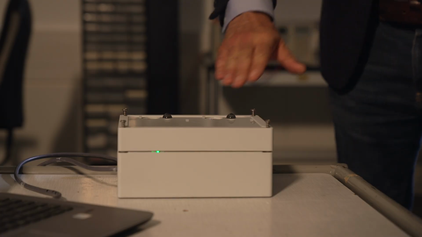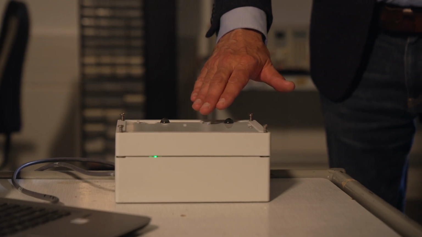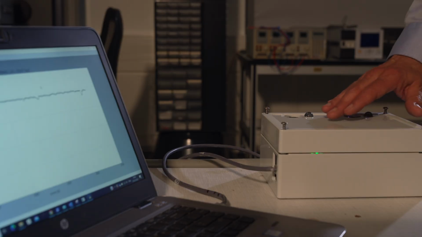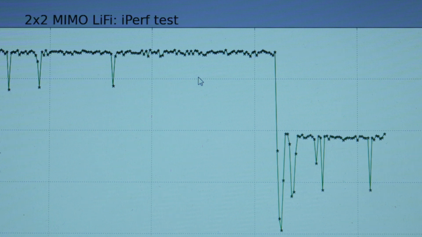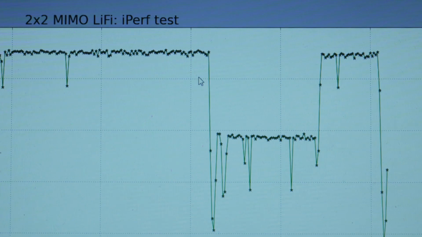And if I block one line of sight, there is still a connection going on from the other point in the ceiling. In the ideal situation, these detectors see the light points in the ceiling. The communication is at its best. If I block one of the detectors, if I block one of the line of sights, so one of the links from an emitter, we see that the throughput goes down, but there is still a reliable link. Also, a reliable link continues to be there if I block the other line of sight.